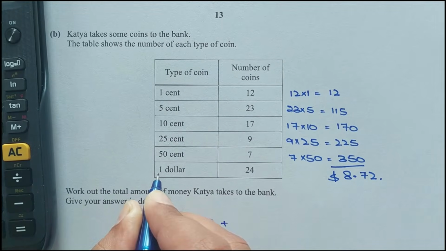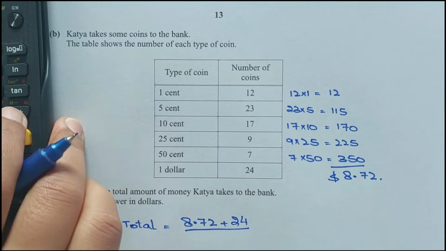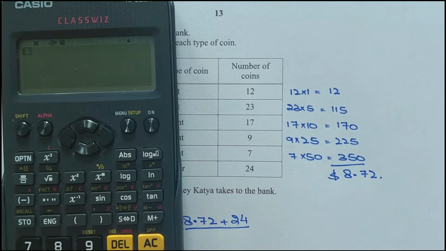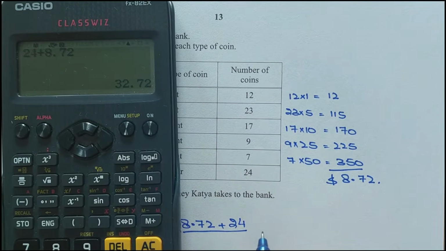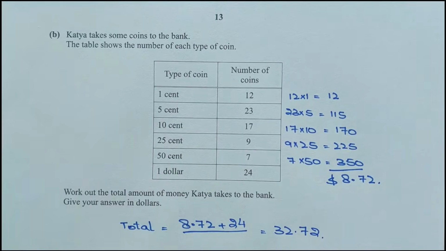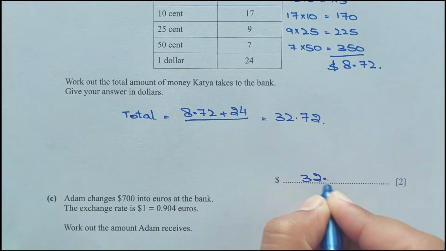Now the total money is $8.72 plus the $1 coins. There are 24 coins of $1, so 24 times 1 is 24. We will get the total, right? Now 24 plus 8.72 is $32.72. This is the answer. So the total money she takes to the bank is $32.72.